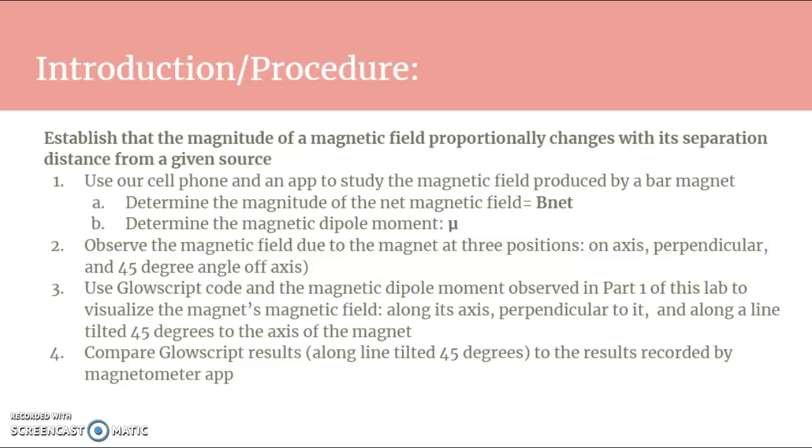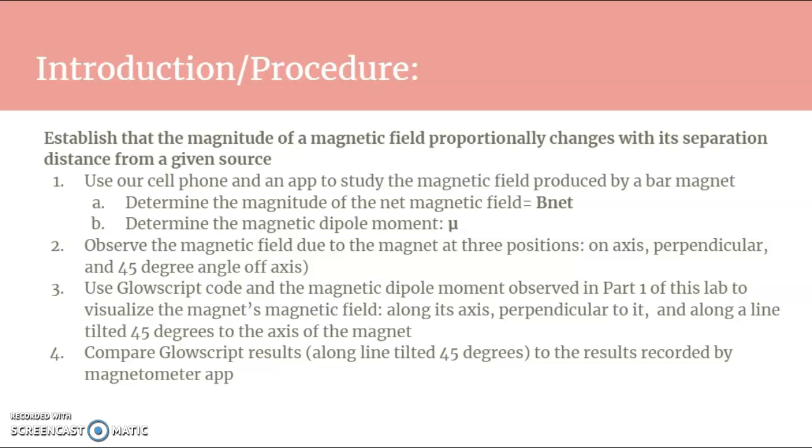In this lab, our goal was to establish that the magnitude of a magnetic field proportionally changes with its separation distance from a given source, and we wanted to understand this further. We used our cell phone and an app to study the magnetic field produced by a bar magnet. We determined the net magnetic field as well as the magnetic dipole moment. We observed this magnetic field at 3 different positions: on axis, perpendicular, and at a 45-degree angle off the axis.